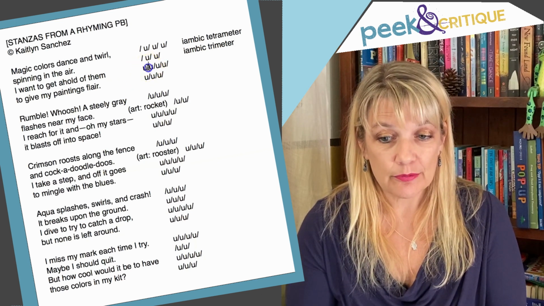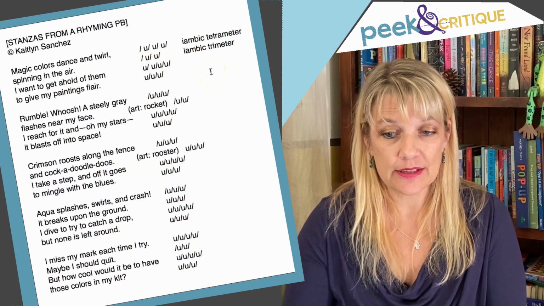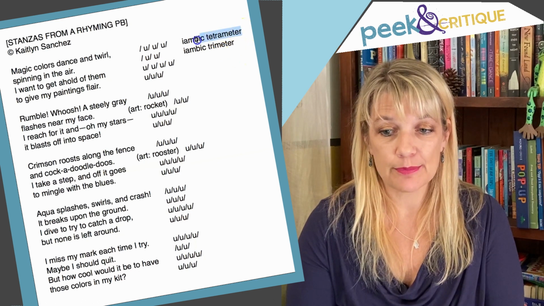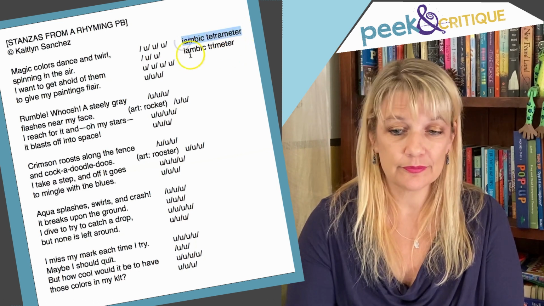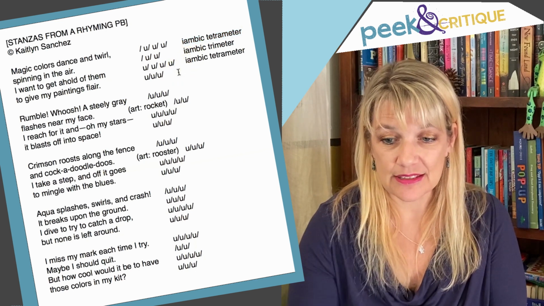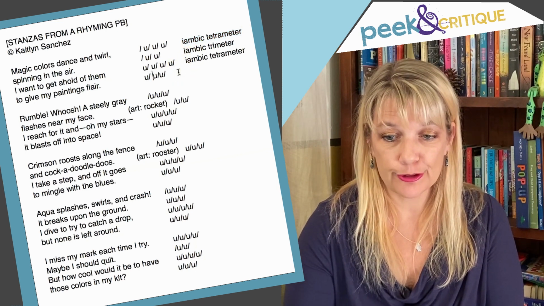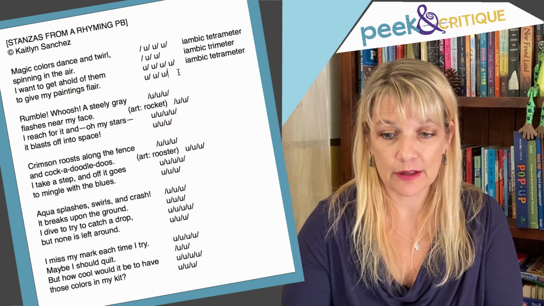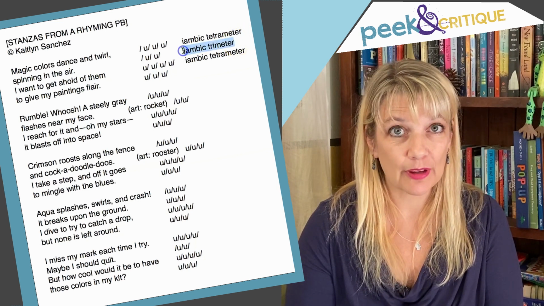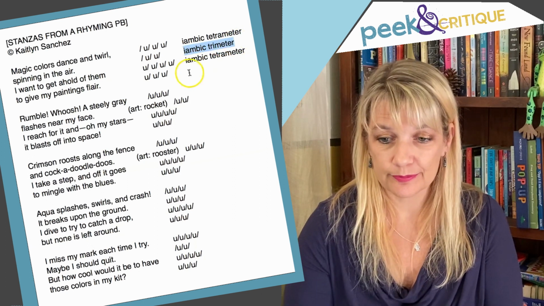What's next? A full iamb, right? Another one, another one, another one. So we are back to iambic tetrameter here. Now, the big test is what do we have in this last line? Full iamb, full iamb, full iamb. So we are back to, that's right, iambic trimeter.